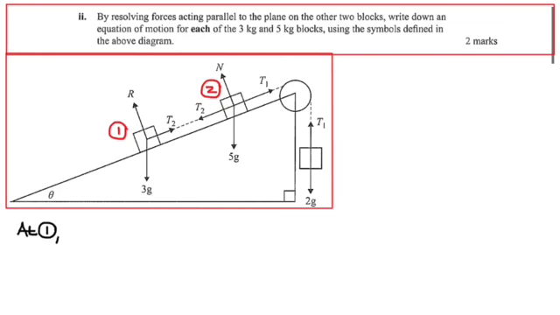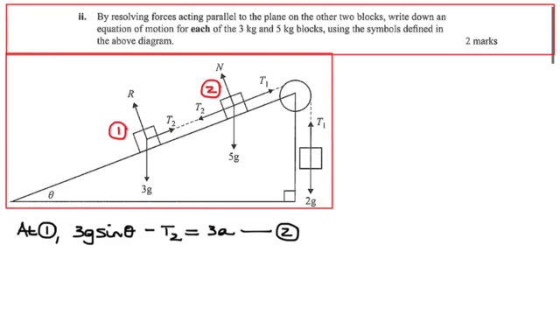So therefore at 1, now remember that the motion is this way, going that way, because this block here is going upwards, so obviously these are going that way down the plane. So at position 1, we've got the component parallel to the plane of this gravitational force 3G, minus this tension, will equal 3A.